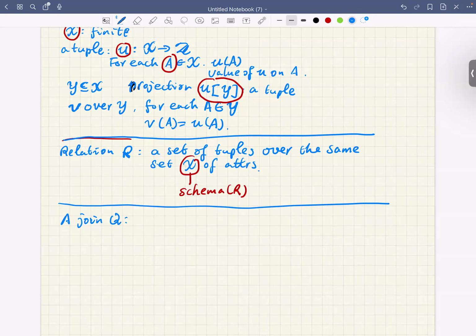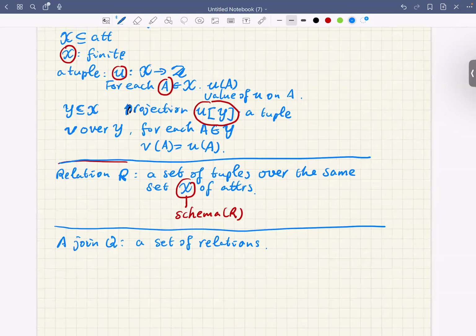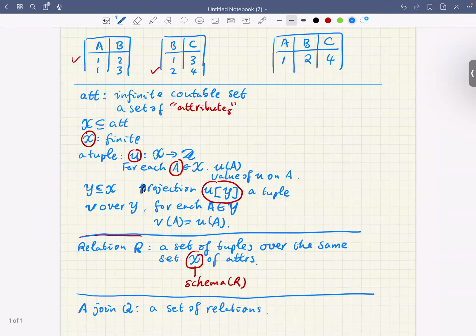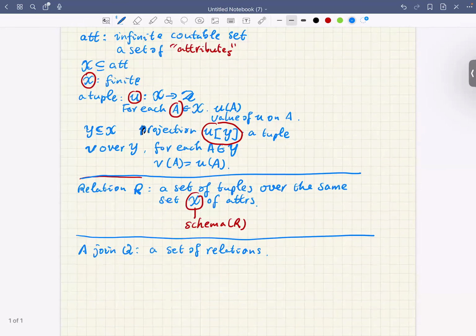So this join is formally defined as a set of relations. And that's it. For example, in my initial example here, the join is defined by two relations, AB and BC. That's it. By the way, when I say AB and BC, I do not just talk about the schemas, right? Because a relation is a set of tuples. So whenever you give me a join, the relations are already fixed.